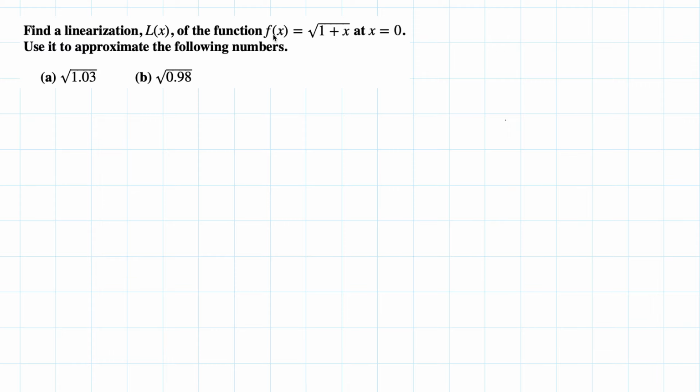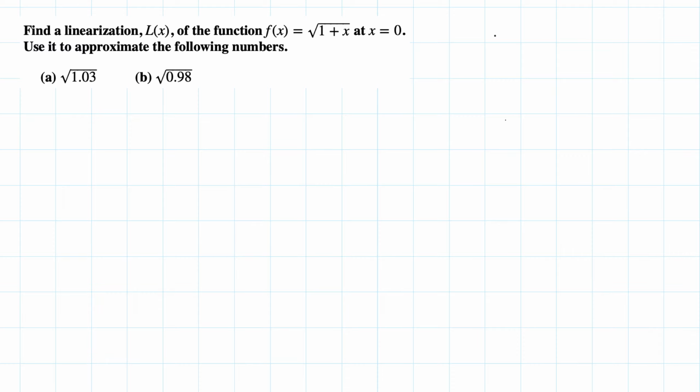Find the linearization L of the function f equals root 1 plus x at x equals 0, and then use it to approximate the following numbers. So here we need to find a linearization of this function. All that means is, this is a curve, a square root function, and we want to approximate this curve by a straight line near 0.